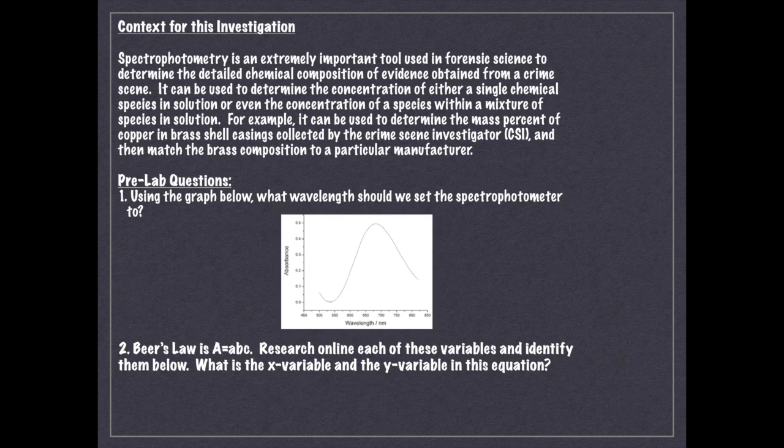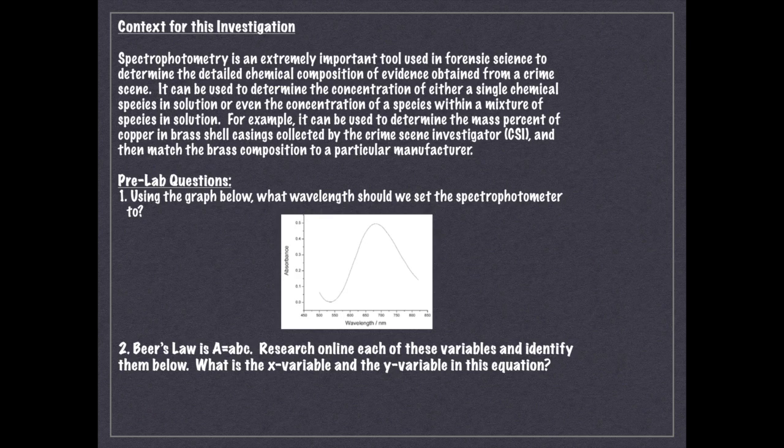All right, so here's some context. Spectrophotometry is an extremely important tool used in forensic science to determine the detailed chemical composition of evidence obtained from a crime scene. It can be used to determine the concentration of either a single chemical species in solution or even the concentration of a species within a mixture of species in solution. For example, it can be used to determine the mass percent of copper in brass shell casings collected by a crime scene investigator, and then match the brass composition to a particular manufacturer. So our ultimate goal in this laboratory is to determine the percent composition of copper in brass, and that can eventually be used if we had, for example, a CSI situation.